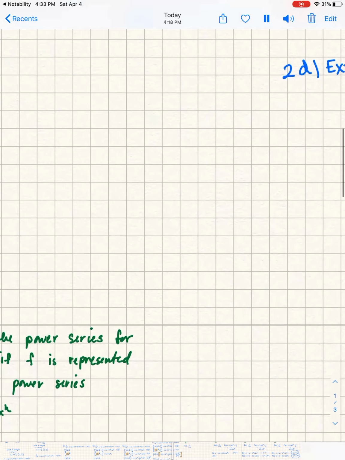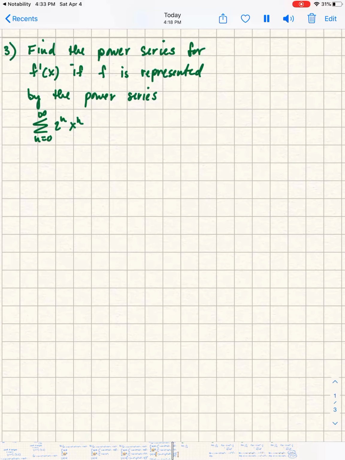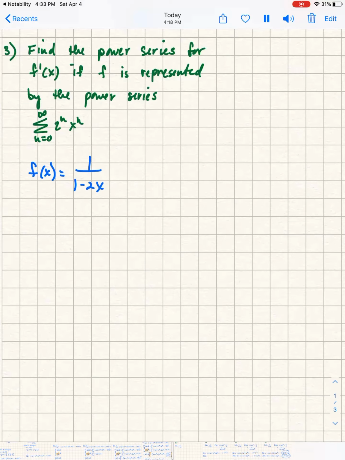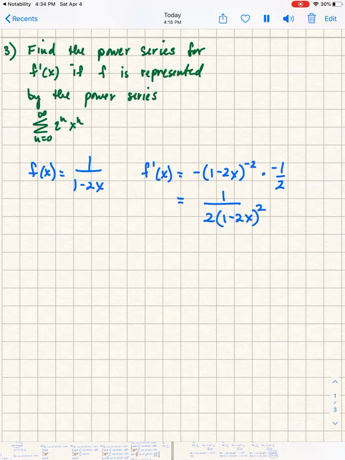All right, now the last one we have, taking that same function, what I'm going to do now is the derivative. Okay, so if we go back to the things we had, we had a function of x that looked like 1 over 1 minus 2x, okay? I could take the derivative of this function, and I would get a negative 1 minus 2x to the negative 2 times the negative 1/2, right? So I have a function now that negatives cancel, and I have 1 over 2, 1 minus 2x squared. Okay, so that's my derivative.